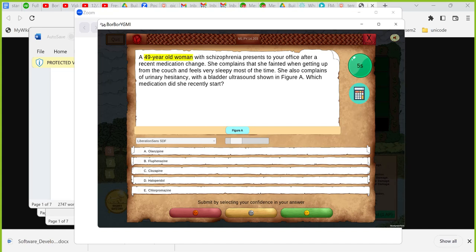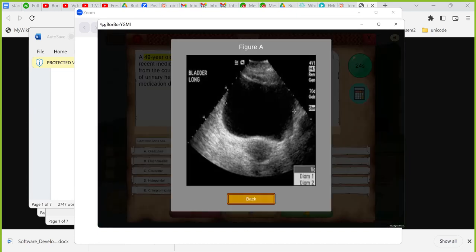A 49-year-old woman with schizophrenia presents to your office after a recent medication change. She complains that she fainted when getting up from the couch and feels very sleepy most of the time. She also complains of urinary hesitancy with a bladder ultrasound showing figure A. Which medication did she recently start?